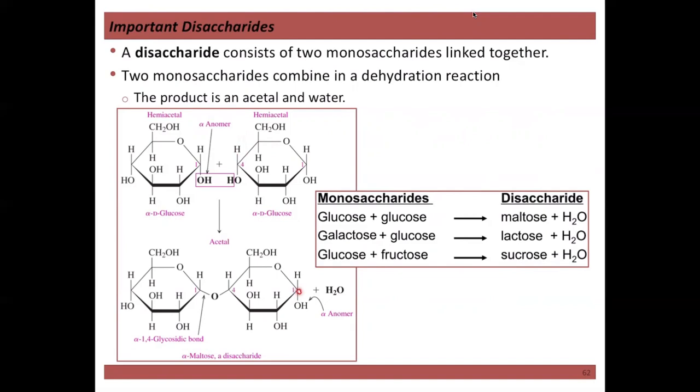Notice out here, we still have an anomeric carbon and a hemiacetal. And so again, that is a reducing sugar because that can open up and get oxidized.